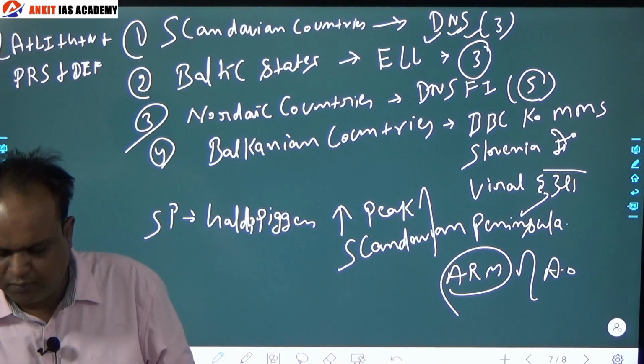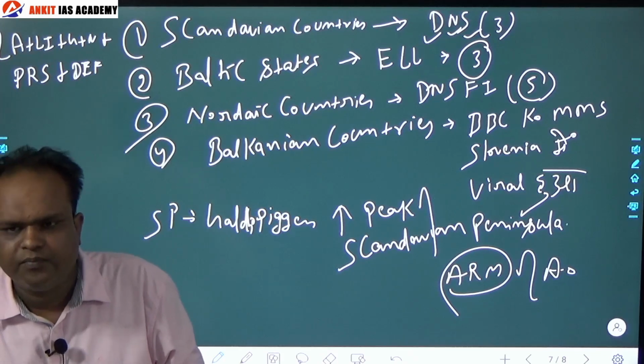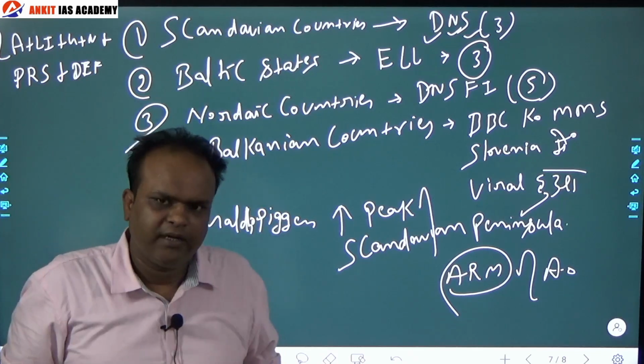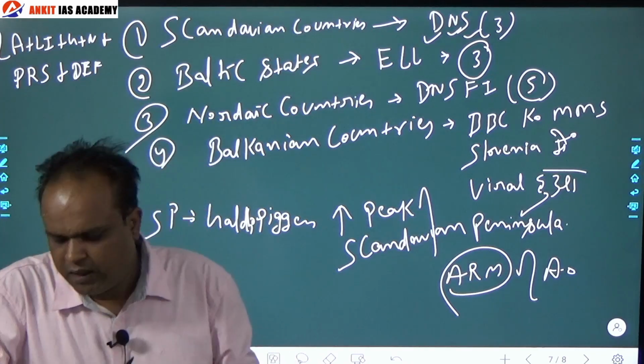D stands for Denmark, G for Germany. You can easily understand this mnemonic. One more statement, note down.